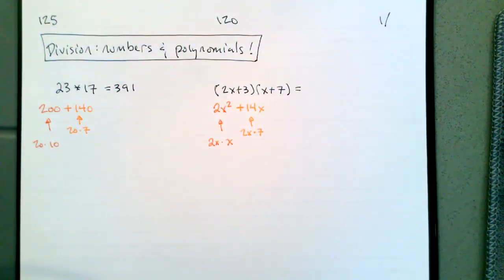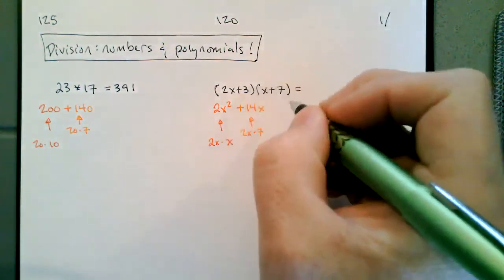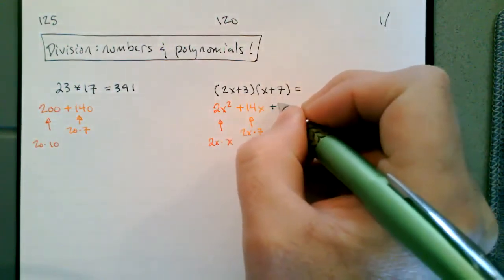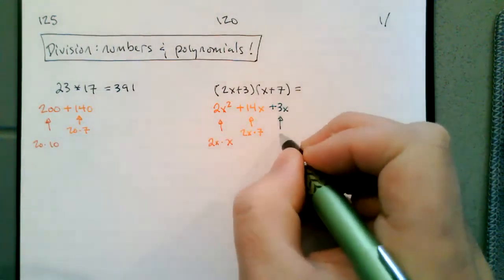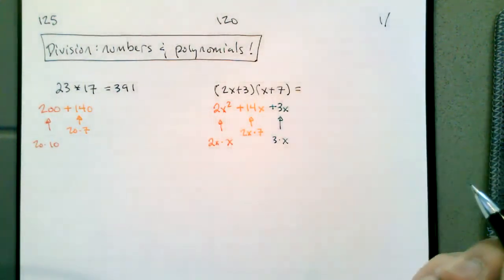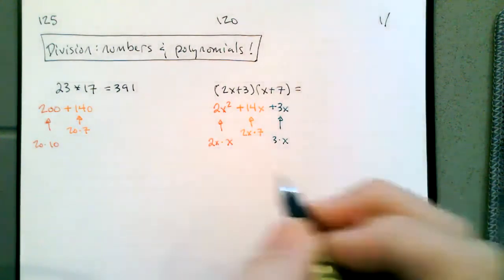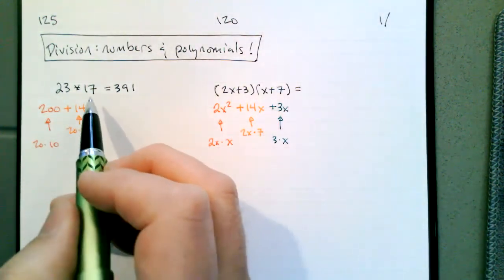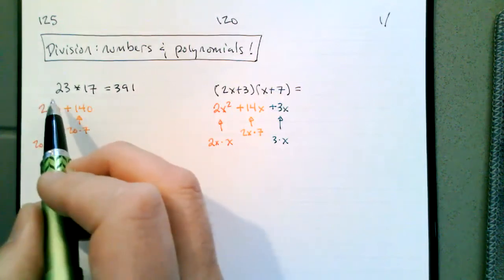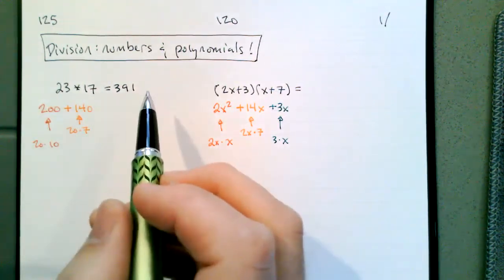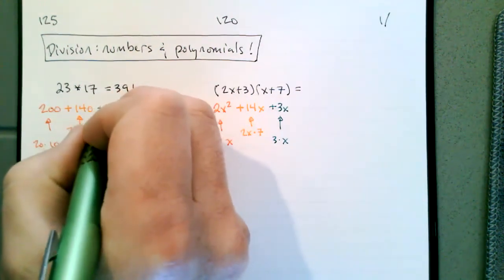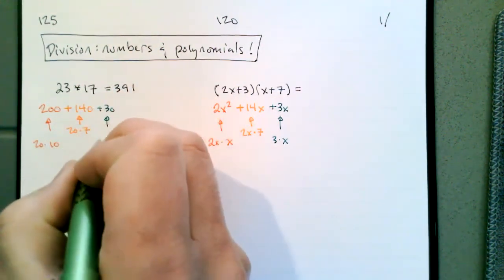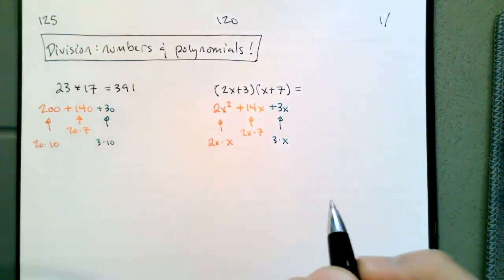Next, I need to go through and multiply the 3 by everything. So the next term, we'll get 3 times x is a 3x. So I'm going to multiply everything by 3. So the 3x is 3 times the x. And then we do the same thing over here in 23 times 17. I've multiplied everything in the 17 by the 20. Now I'm going to go through and multiply everything in the 17 by the 3. So 3 times 10 is 30. So that's 3 of the 10s.